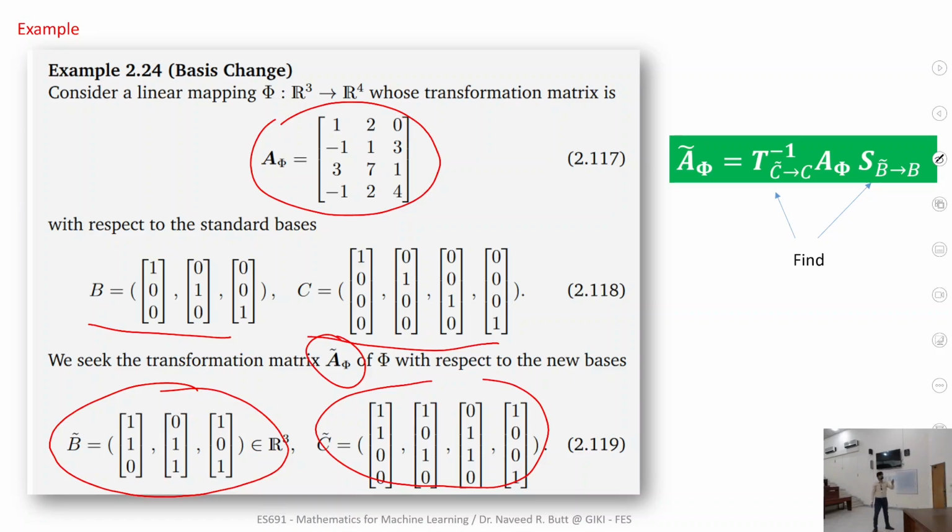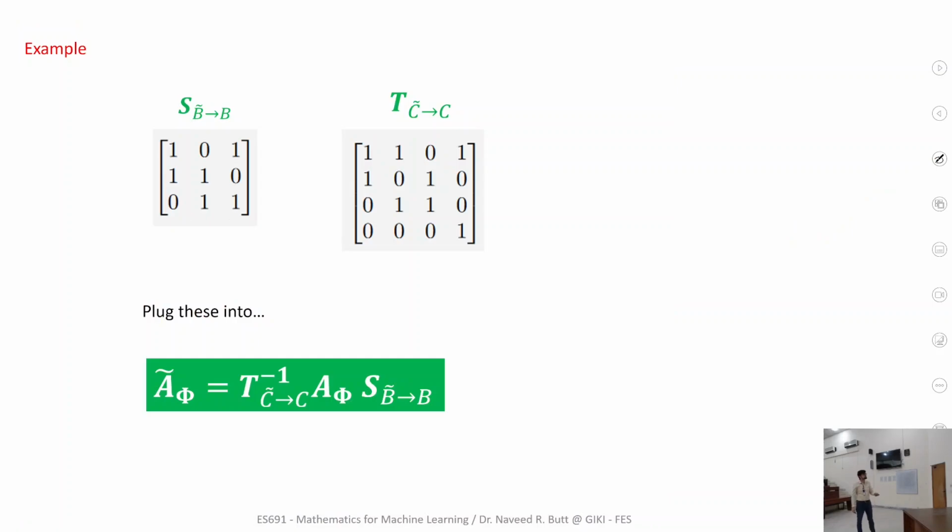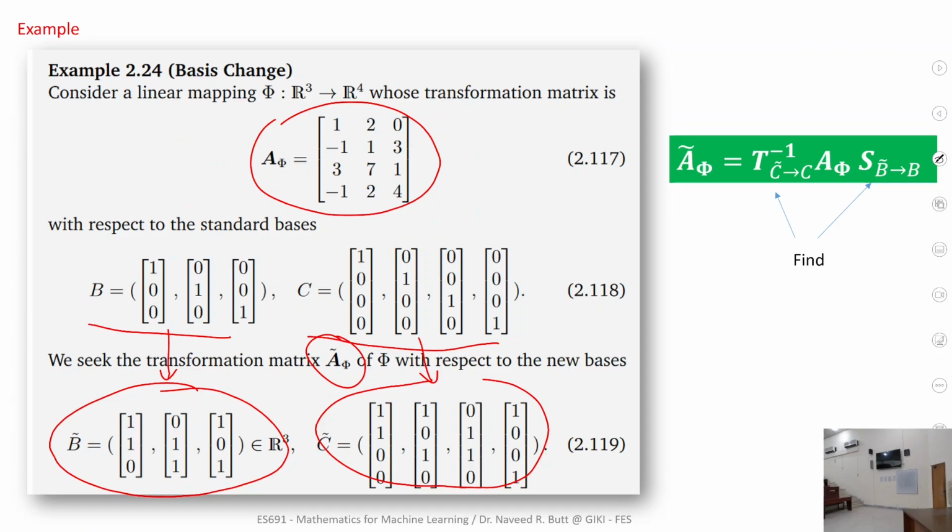So all you have to do is find the transition matrix कहाँ से कहाँ का, from here to here or here to here, yes, and इधर से इधर, yeah. So we have done that, हमने पीछे किया है वो, right? How to find that? So you can use that. For example, here we already know SB tilde to B, the transition matrix from B tilde to B.